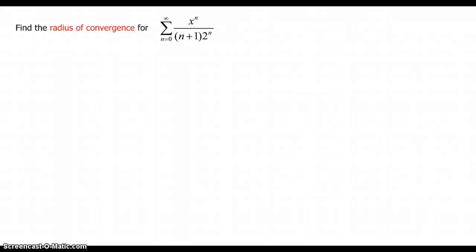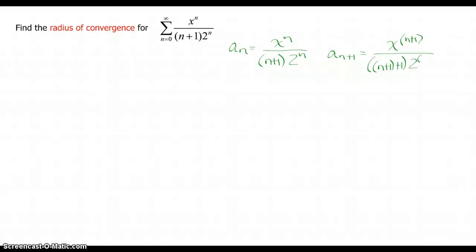So let's do another example just so you can see again what's happening here. We are given a sub n, which is x to the n over n plus 1 (that's not factorial, that's just n plus 1) times 2 to the n. So a sub n plus 1, again, just as I suggested before, everywhere that there is an n, you put parentheses and you put n plus 1.